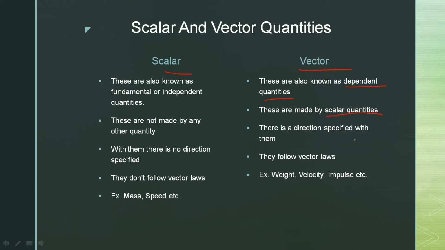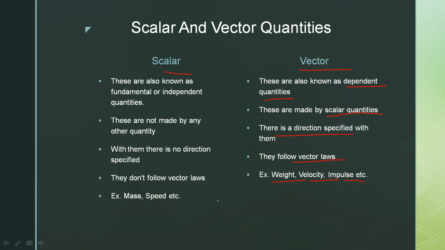There is a direction specified with them. This is very important. They have a direction. Without direction, there is no vector. So you need to specify a direction. Also, they follow vector laws, which is again a topic of 10th class, so I can't tell you about it. Examples are weight, velocity, impulse, etc. So let us take an instance of weight.